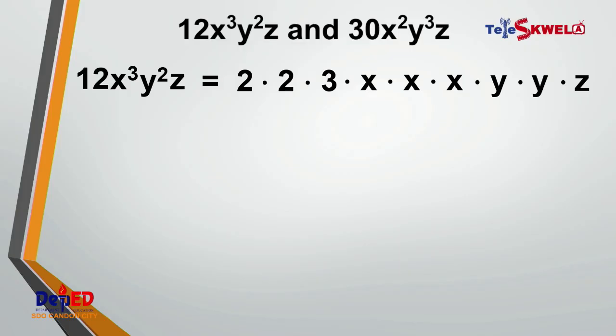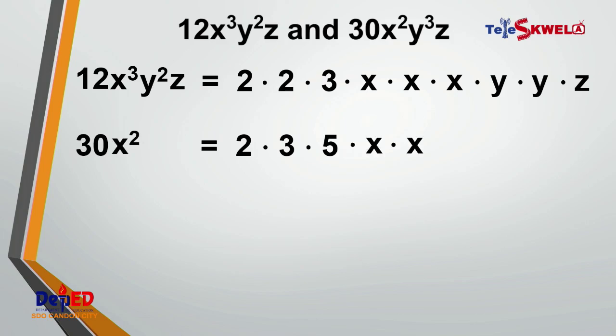For 30x squared y cubed z, we first factor 30. We have 2 times 3 times 5. Then for x squared, we have x times x. For y cubed, we have y times y times y. Then, since z has no exponent, just copy it.